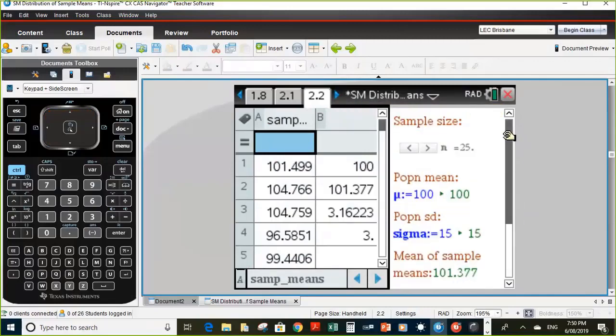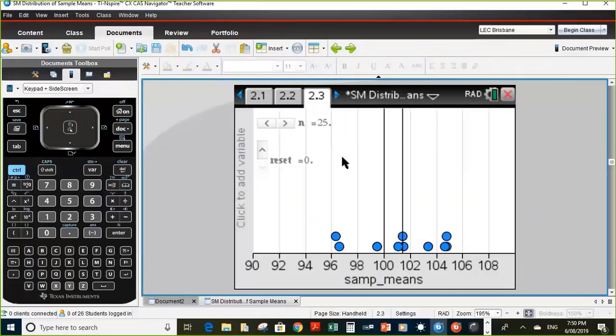So you can control the sample size there if you wanted to. If we go to the next page, we can also control the sample size on this page. We also have a reset button. So these are our 10 sample means, and that's our mean of the sample means, and that's our population mean, if you know what I mean. So we could muck around with that for a little while.